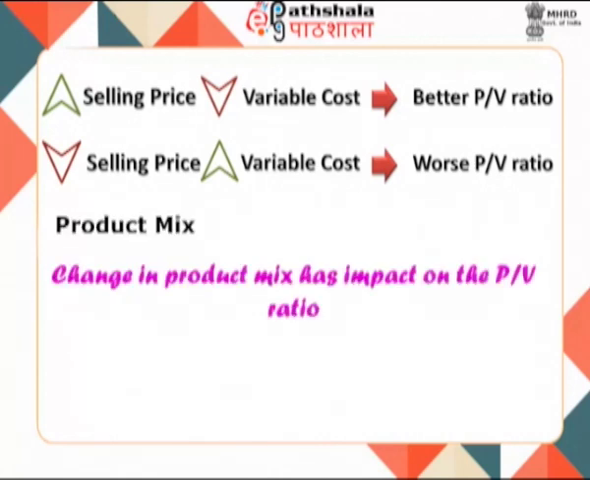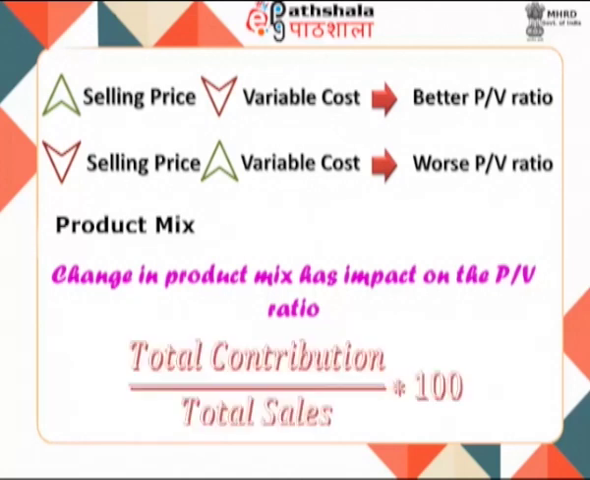Product mix. A change in the product mix has an impact on the PV ratio for the firm as a whole. If the share of the product with higher PV ratio in total output and sales increases, the overall PV ratio will increase. This can be calculated as total contribution divided by total sales multiplied by 100.